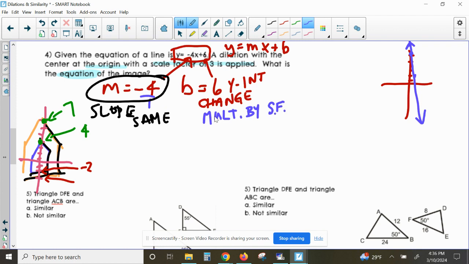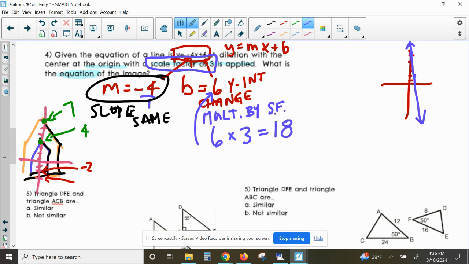Multiply it by the scale factor. So it's going to go bigger or smaller depending on the scale factor. What's going to happen is this 6 right here is going to have to be multiplied by a scale factor of 3. So we're going to do 6 times 3, and we're going to get 18.